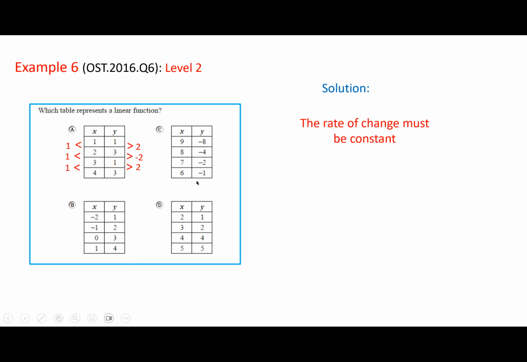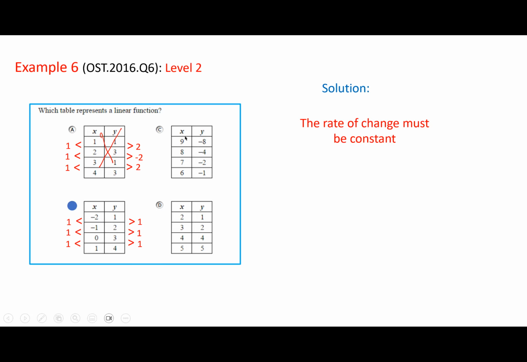Okay, so let's start with A. Where did I get this 2 from? 3 minus 1. 1 minus 3 is minus 2. 3 minus 1 is 2. Here we're going by 1. So obviously the rate of change is variable. This is 2 here, this is minus 2. So this is not an option for you. Let's see the next. Yeah, that's 1, 1, that's constant. So that's the correct answer.